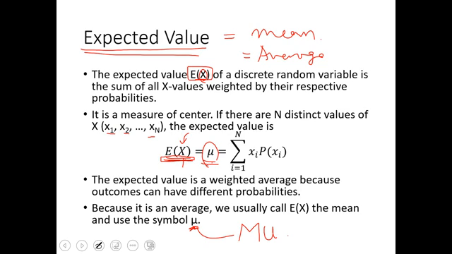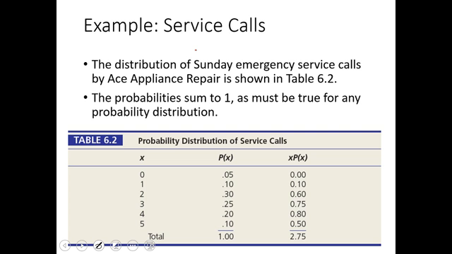And mu is the expected value, and the expected value is defined by the summation of xi times probability of xi. So all the possible outcomes times the probability of each outcome, and summate them. Then we say that it is the expected value.